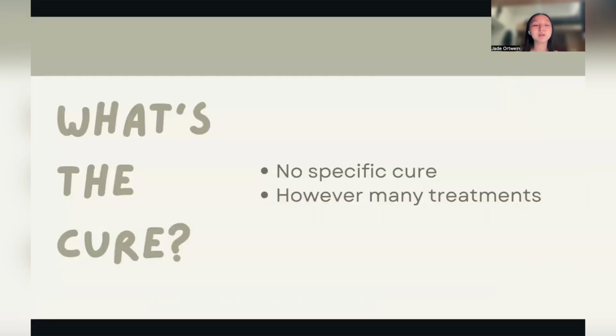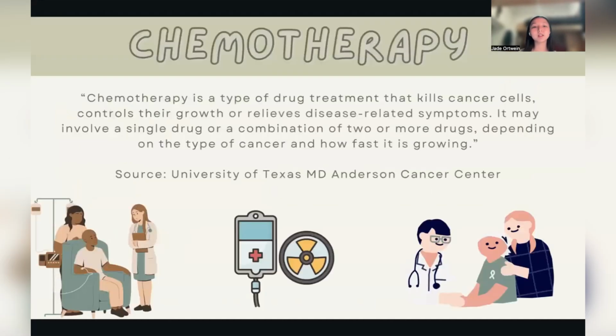So, what is the specific cure for cancer? Actually, there's no specific cure, but however, there are many treatments, such as chemotherapy, which is a type of drug treatment that kills cancer cells and controls their growth or relieves disease-related problems. It may involve a single drug or a combination of two or more drugs, depending on the type of cancer and how fast it is growing.